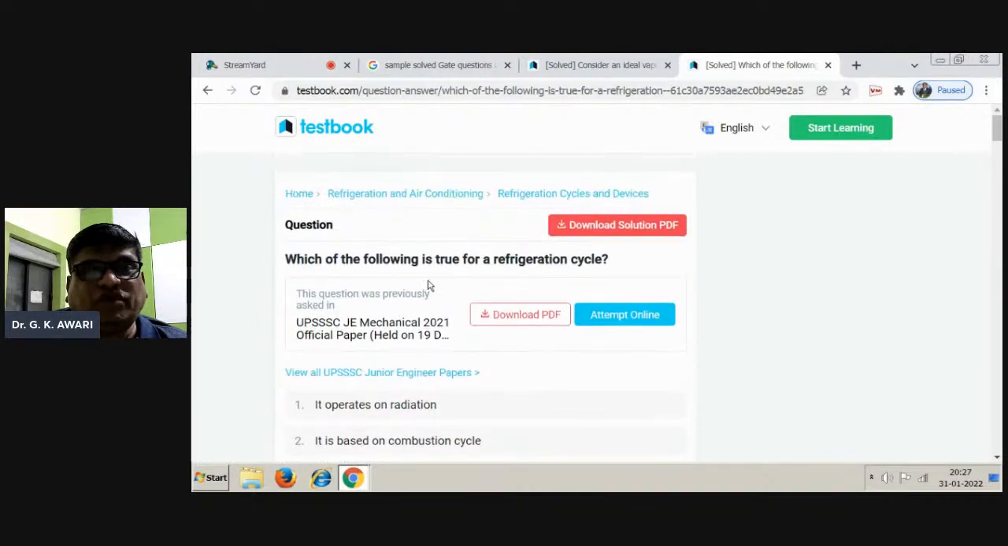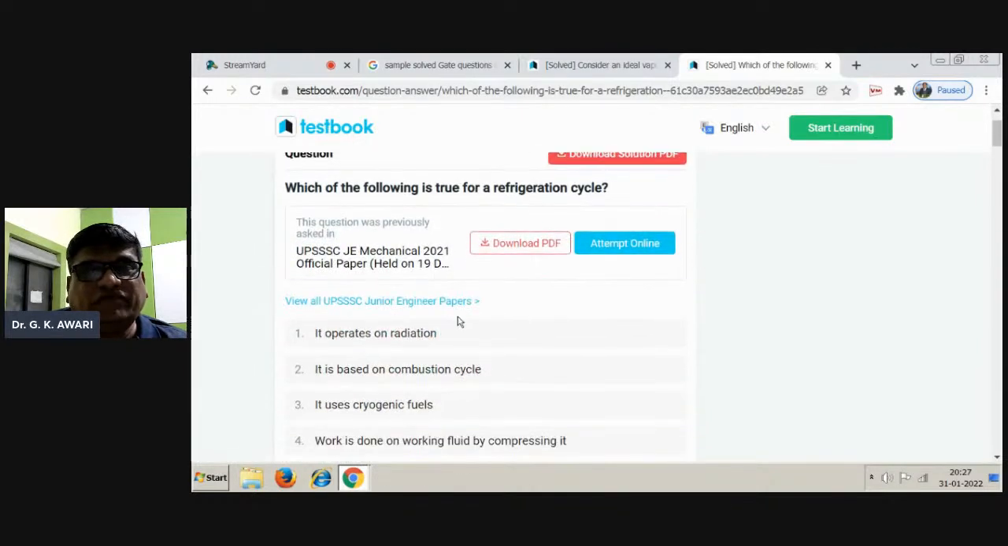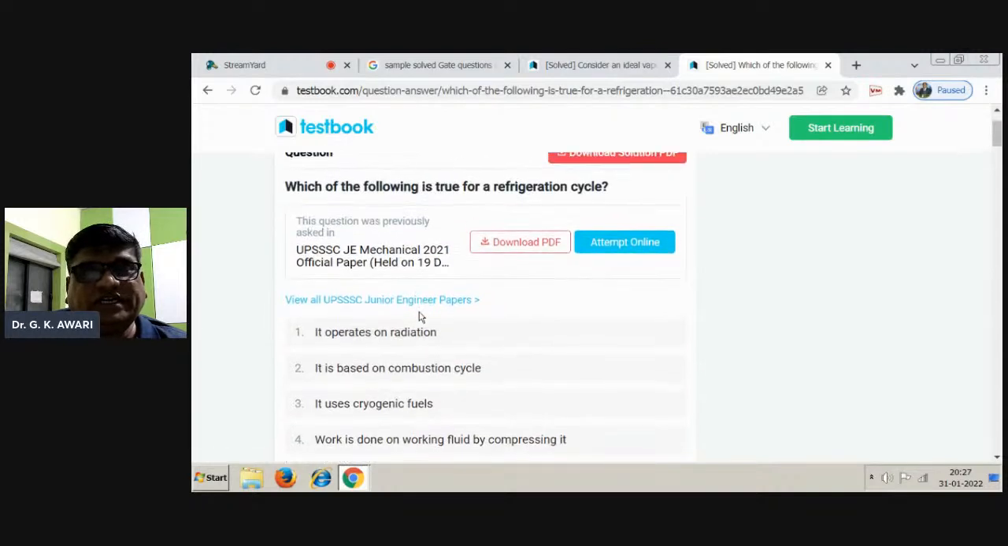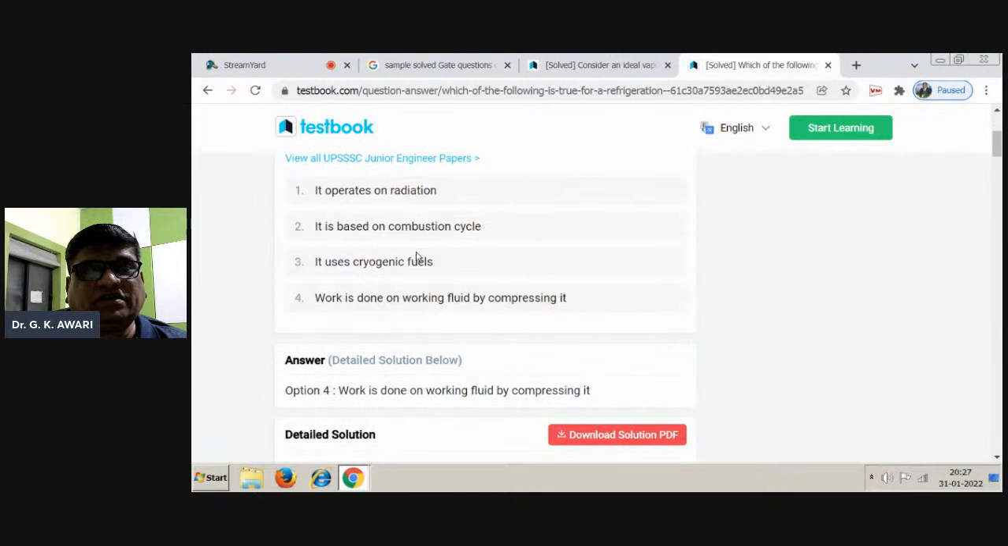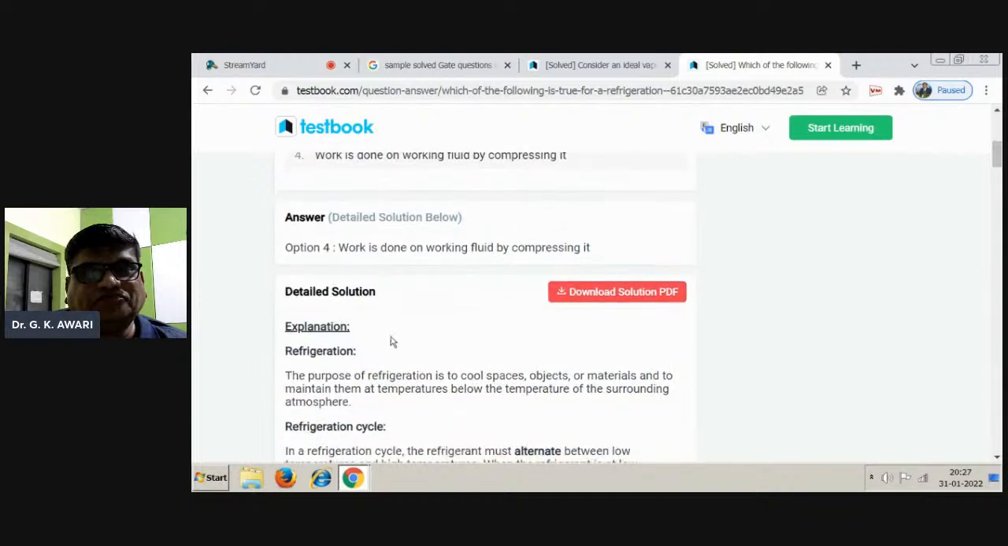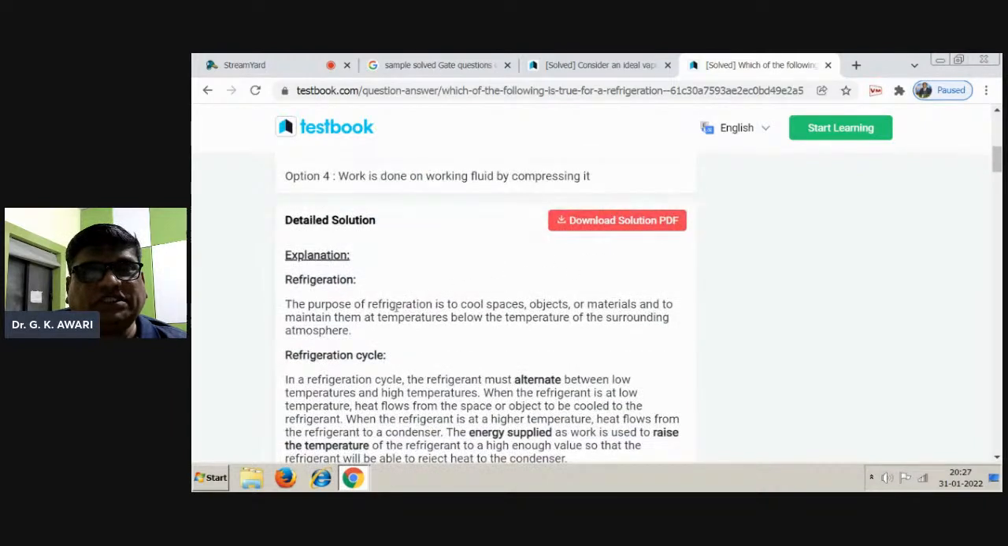So which of the following is true for a refrigeration cycle? Whether it operates on radiation, it is based on a combustion cycle, it uses cryogenic fuel, or work is done on the working fluid by compressing it. So option 4 is correct, that is work is done on the working fluid by compressing it.